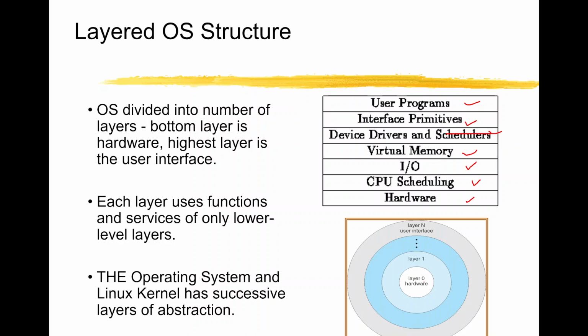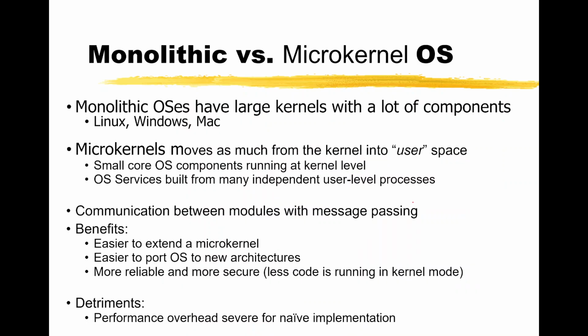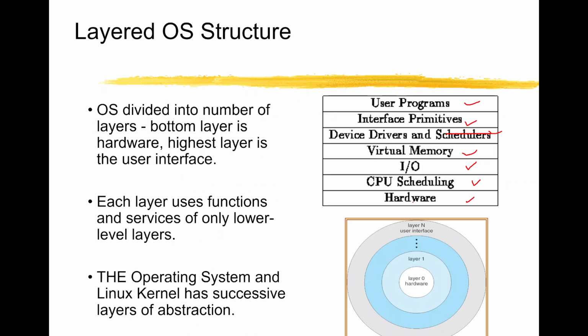So you can see layer 0 up to layer N. Layer N, the outer layer, was the user program. So the user program had to interact with the interfaces, to the device drivers, and for the operating system to be able to work, the operating system was the one coordinating every aspect of this device.